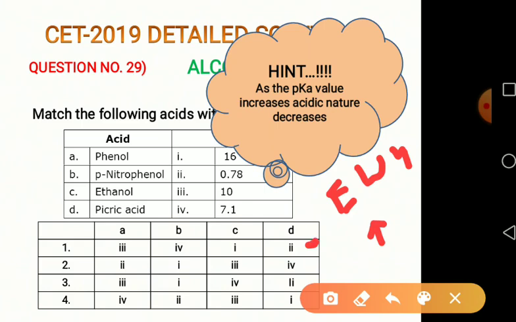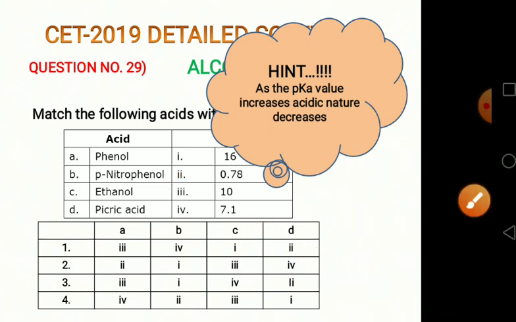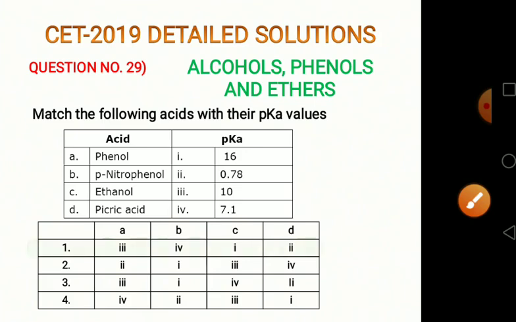Then A is 3. So in both cases A is 3, not necessary to worry about. But the weakest acid is ethanol. C is 16. The highest pKa value means the weakest acid. Hence remember, the answer should be the first one.